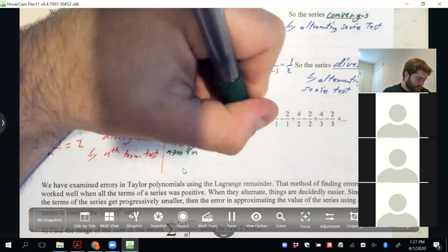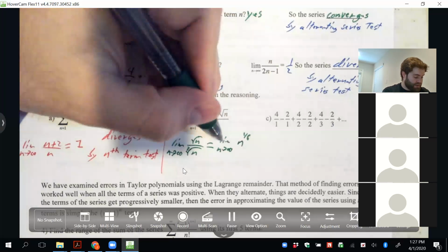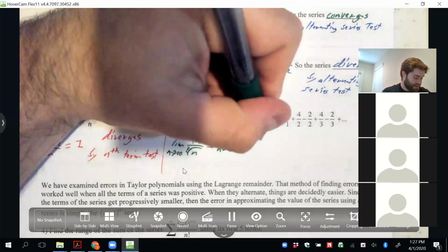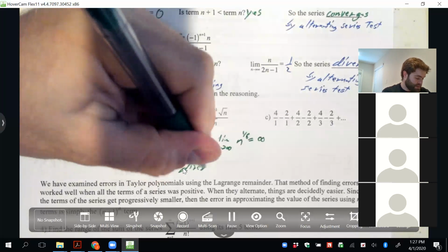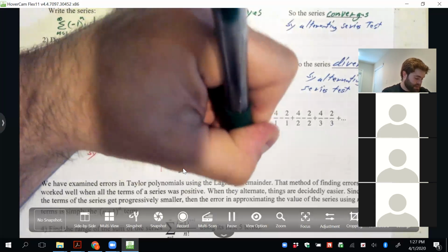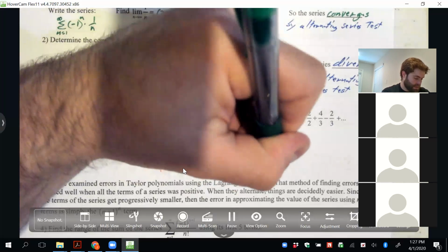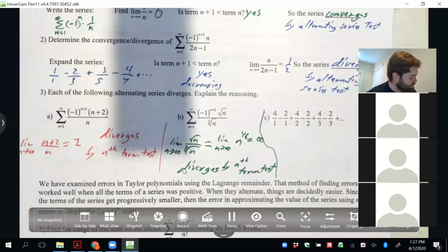1/6. And so we have the limit as n approaches infinity of n to the 1/6 power. Well, that will go to positive infinity. So it diverges by the nth term test. Okay, and I'm going to skip letter C for now.